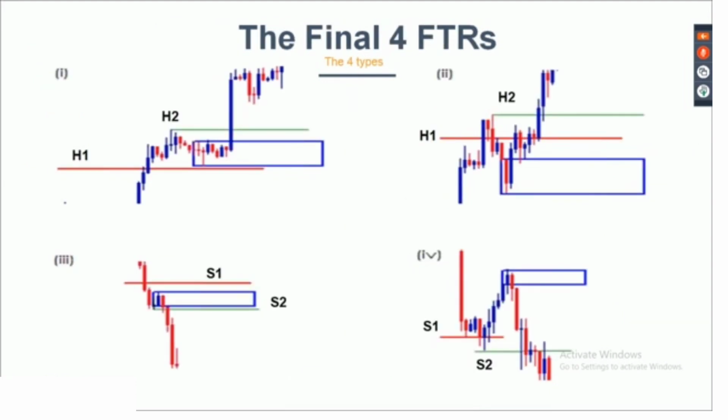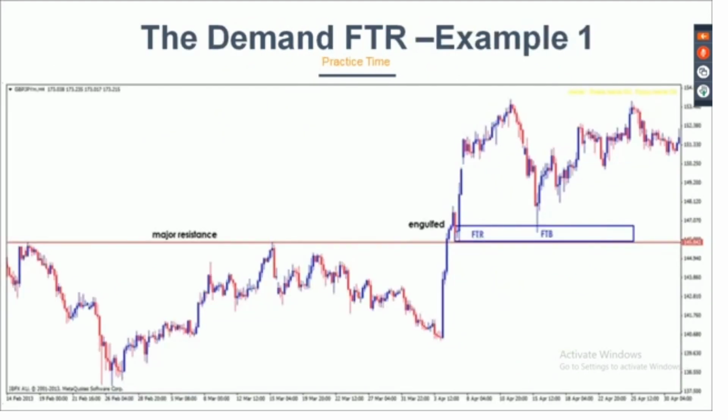So these are the four final FTRs that we generally talk of. The two demand FTRs, the two supply FTRs, and there is nothing like two, it's only one. It's purely based on where the zone is formed, that's all, which is insignificant in our case. Yes, Amit.